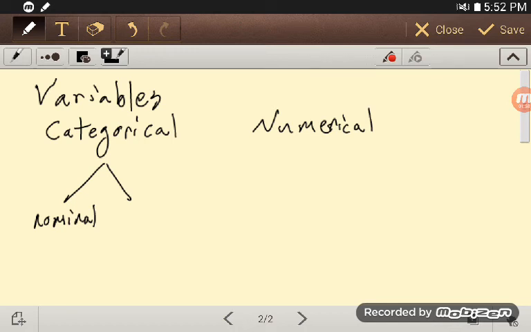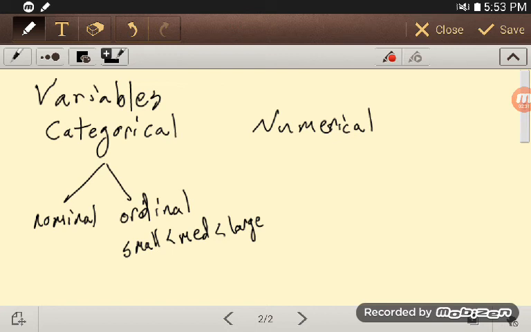Now, what would be different than that would be ordinal. So ordinal categorical variables actually do have an order, and so you might talk about large, medium, small, where small is less than medium, which is less than large.